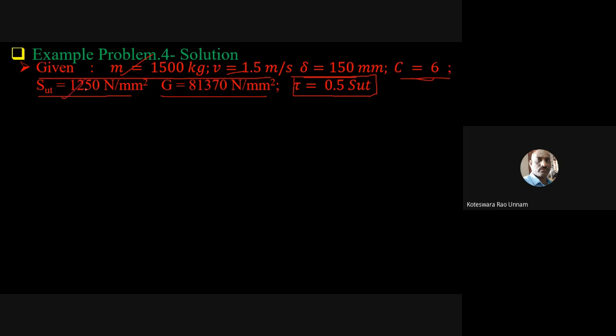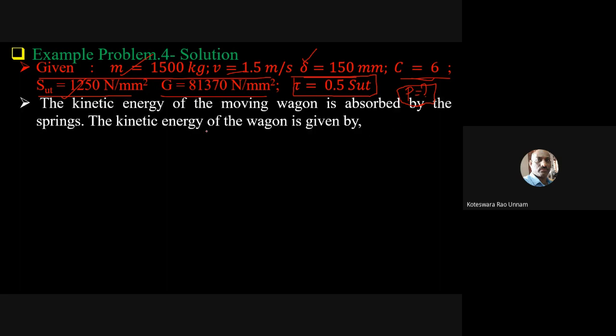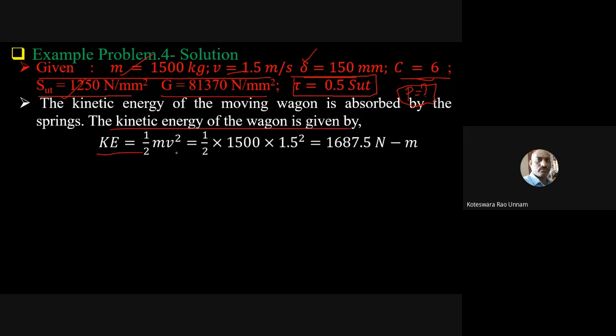So this is 1250. Now first what we need to do is, because the load is unknown here and you know delta, P is given indirectly. First you need to estimate what this P is. For that you need to use the law of conservation of energy. That means the energy stored in the springs should be equal to the kinetic energy of the wagon. I already told you that equation. The kinetic energy of the moving wagon is absorbed by the springs. The kinetic energy is given by half mv square.